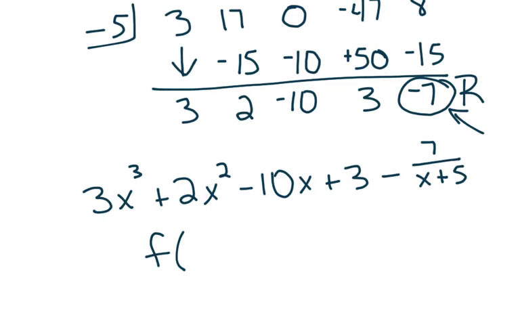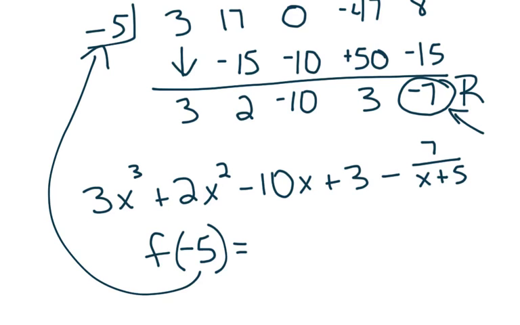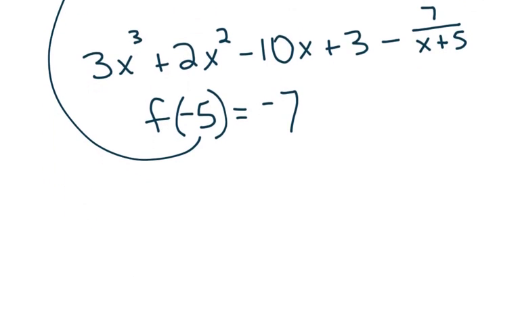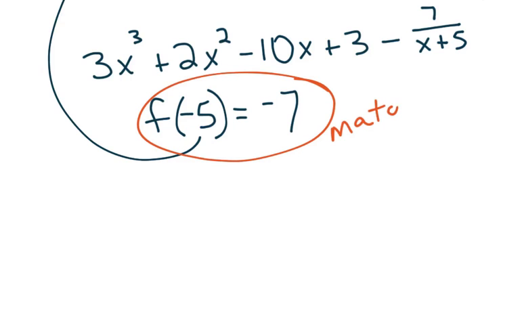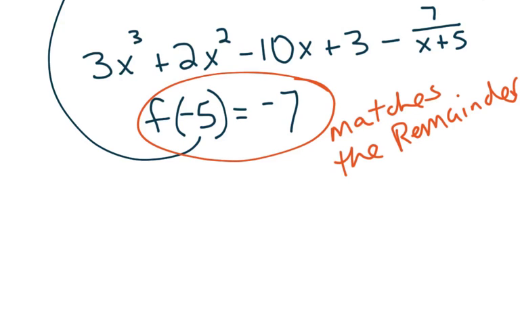We can always check, if we have done it correctly, by finding f of whatever we put in that little box. If it matches the remainder, then we've done it correctly. If it doesn't, then we have not done it correctly and we need to go find our error. The fact that this always matches the remainder has a name. We call this the remainder theorem.